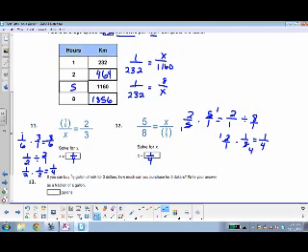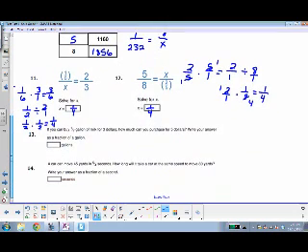If we look at number 13, 13 says, if you can buy a half a gallon of milk for $3, how much can you purchase for $5? Write your answer as a fraction of a gallon. This is going to be a pretty messy problem.